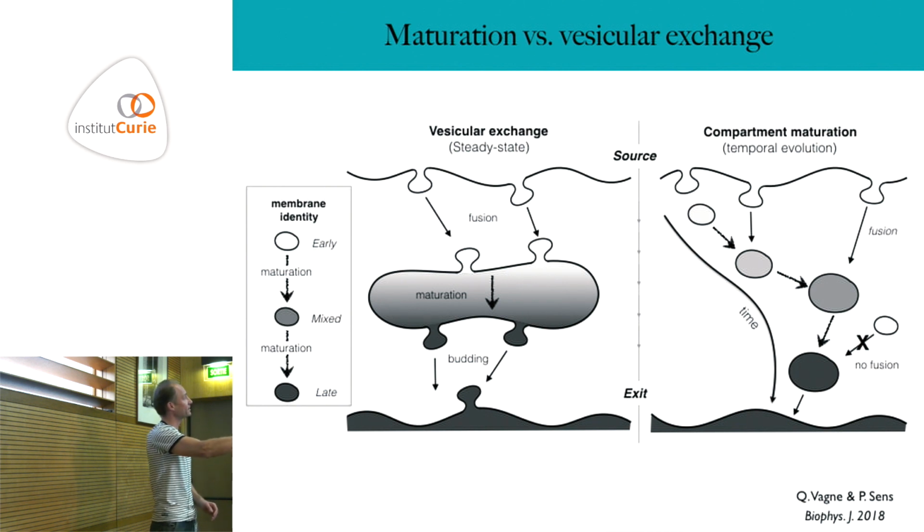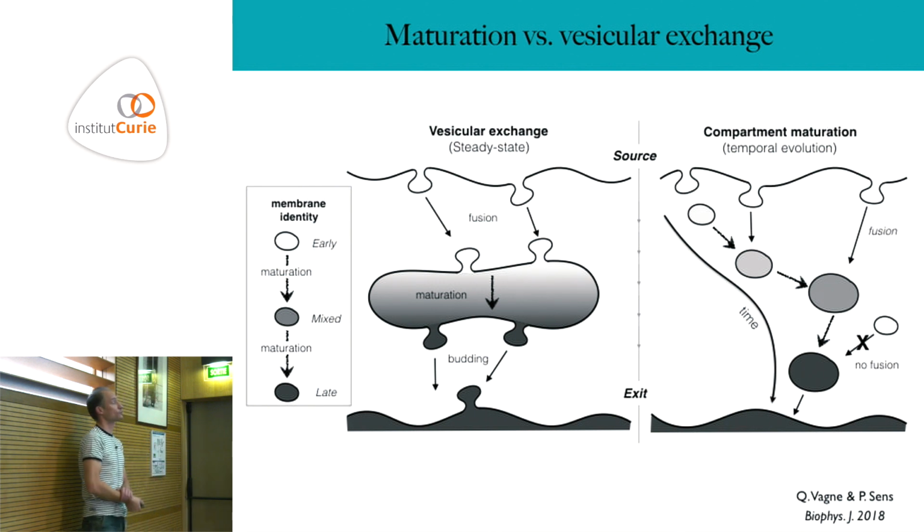And then the late identity is going to fuse with an exit. And you can imagine two kinetics for this system. One is that all the material fuses into a big compartment. This big compartment will be mixed because it will have both white and dark color. And so there is an influx of white color into this big compartment, and an outflux of black color. This is at steady state, and that's how the system sets itself up. So this is a long-lived steady state.